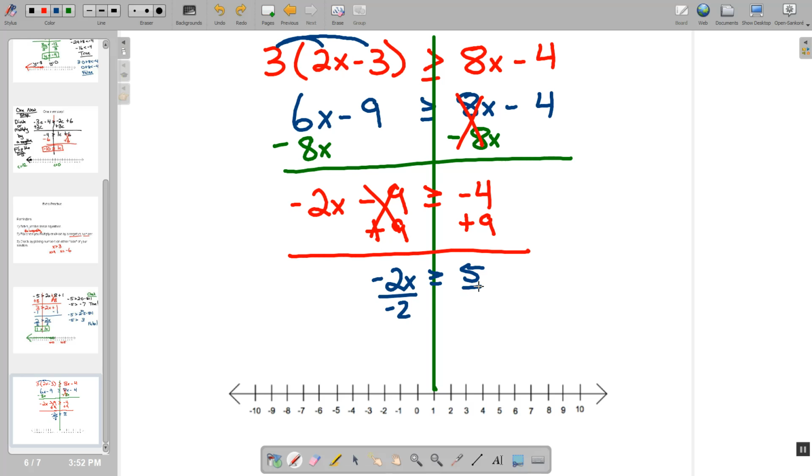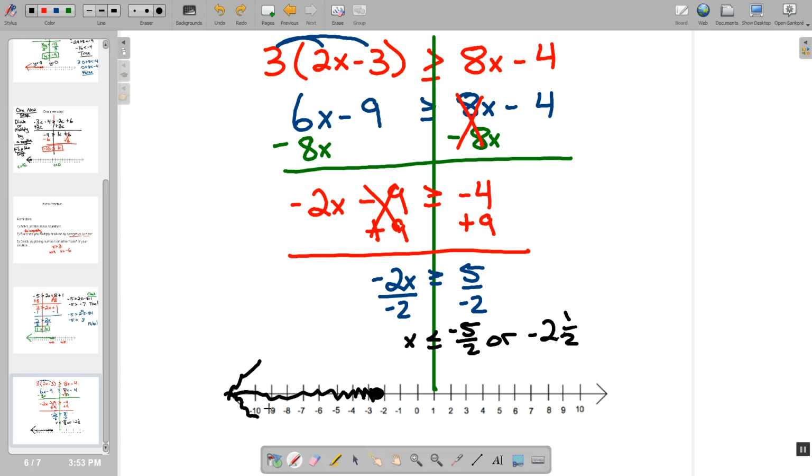And now I'm going to divide everything by negative 2, which should hopefully set off a few sirens. We divided by a negative, therefore we have to flip our sign here. So x is less than or equal to negative 5 halves or negative 2.5. Whoops. Let me rewrite that. Negative 2.5. So x can be any number that's smaller than negative 2.5. So to shade, I'm going to make a closed circle at negative 2.5 because there is half of an equal sign down here. And I'm going to shade to the left.